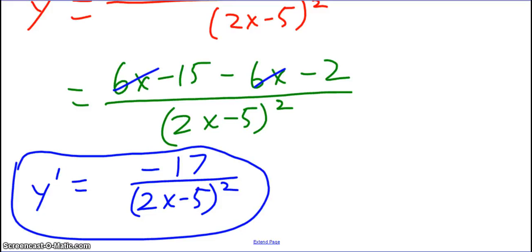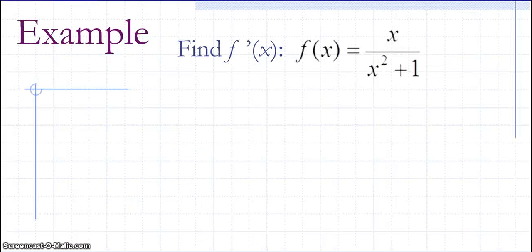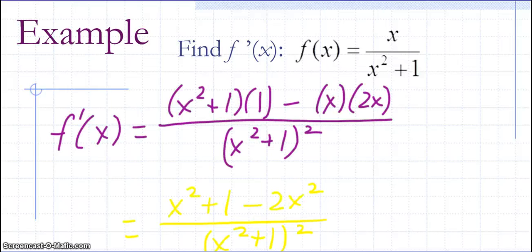So, I want you to practice. I want you to find the derivative of f of x equals x over x squared plus 1. Pause the video, unpause when you're ready to check your work. Okay, so again here I have the bottom times the derivative of the top minus the top times the derivative of the bottom over the bottom squared.